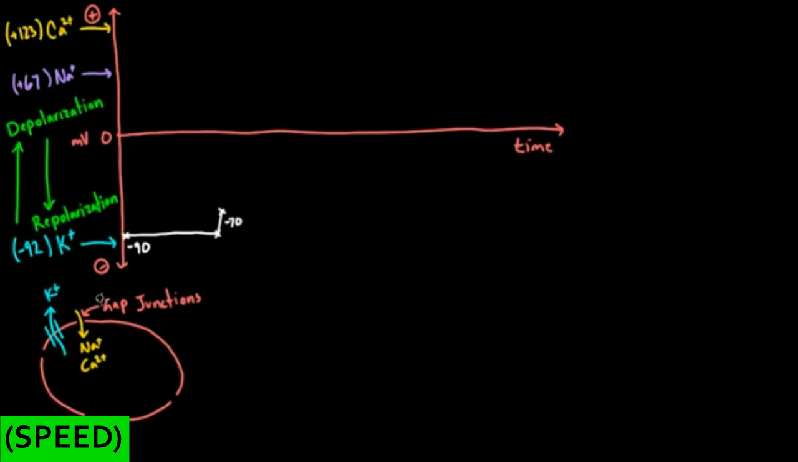So at this point, I'm going to erase gap junctions, but now that you're at negative 70, you actually get new channels opening up. And I haven't drawn them yet, and I'm going to erase sodium and calcium just to make some space. But you get new channels opening up. And these are going to be the sodium channels. So let me draw those in. Sodium channels. And there's so many of them.